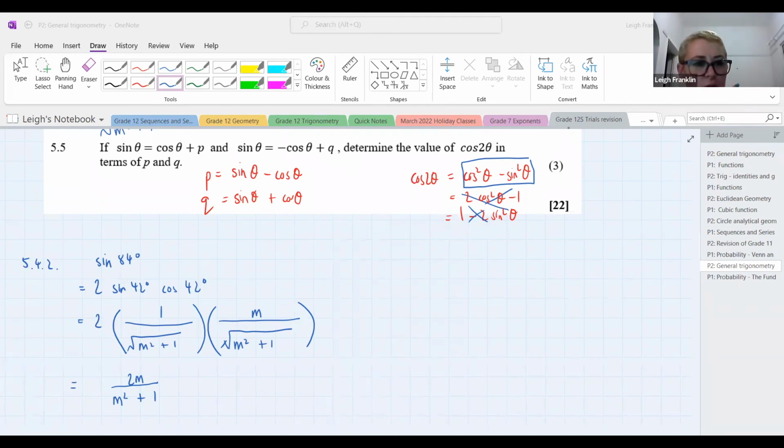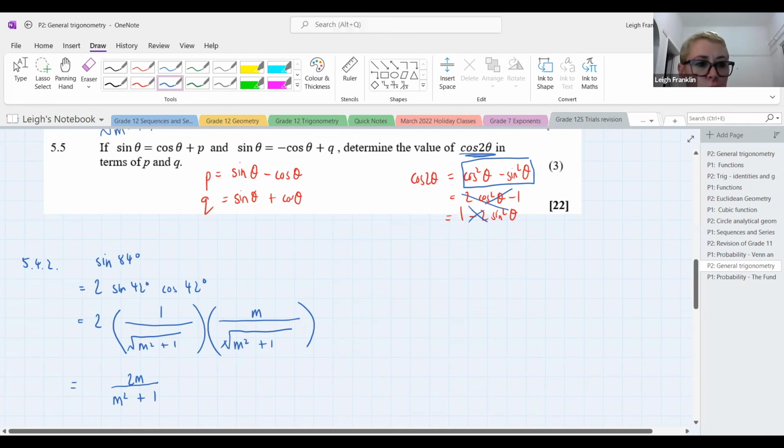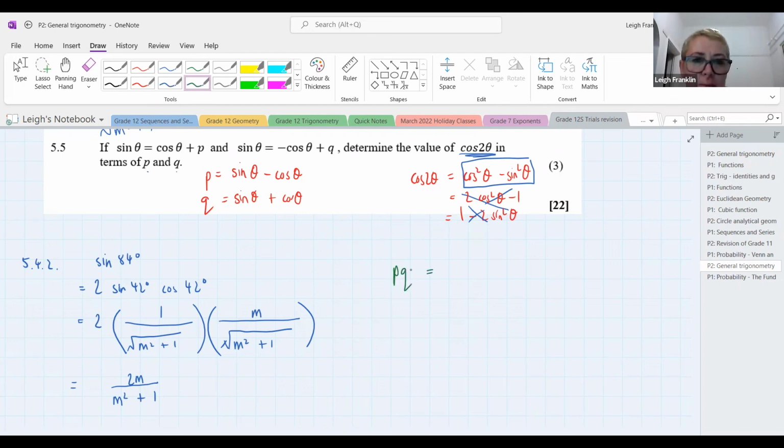Okay, so Kanyisile and Lena, you had a chance to look at 5.5 before everybody else, and both of you said that you made P and Q the subject of the formula because they wanted us to determine the value of cos 2 theta in terms of P and Q. So it does make sense to write P and Q as the subject of the formula. And then Mohammed, you came up with a really nice suggestion. You said, let's multiply P and Q together, right? Because sine theta minus cos theta times sine theta plus cos theta is a difference of 2 squares, isn't it?